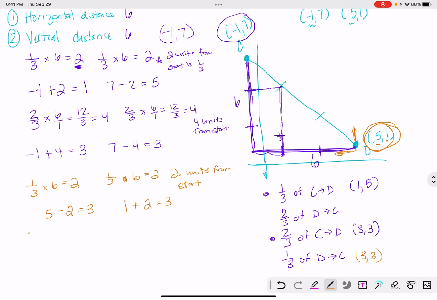And then we're going to do the same thing with 2/3. So 2/3 times 6 equals 12 over 3, which equals 4. So this doesn't change. Just doing it just so that you can make sure you know where it's coming from. So now we're looking at 4 units from start.